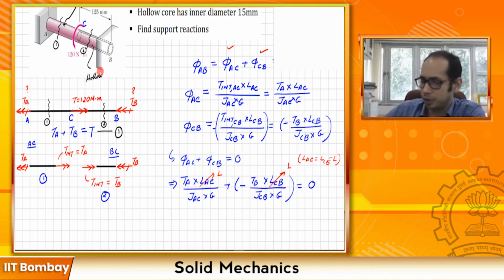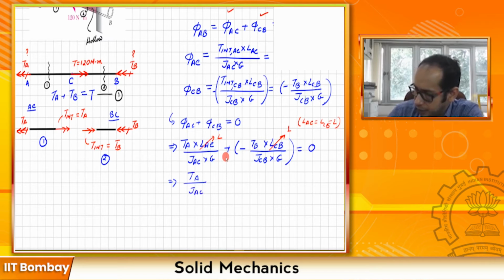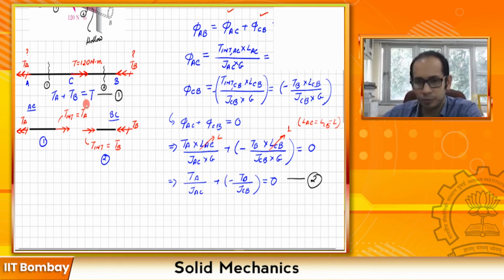And this also goes to 0 because this is a common parameter that you have in between these two terms on the left hand side. So this further simplifies your expression: TA divided by J of AC minus TB divided by J of CB equals 0. Now this is one more relationship that you got over here. So this is your relationship number 2. You have relationship 1 over here.